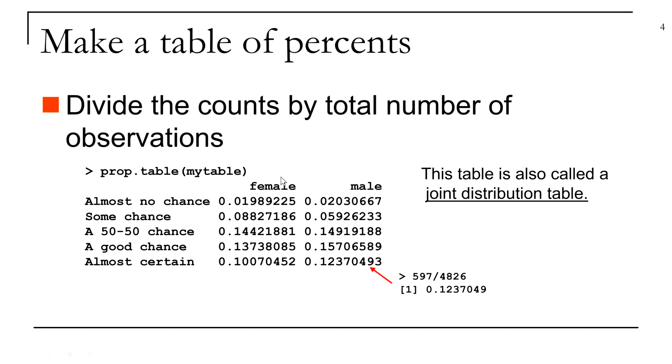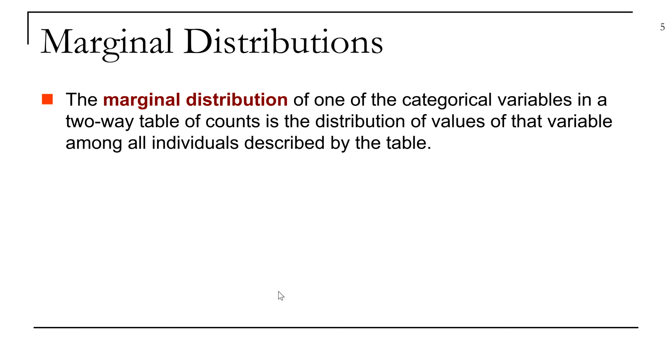So you have a table. If you added everything up in this table, it'd be 100% because this accounts for every possible combination of gender and how you feel about being rich.